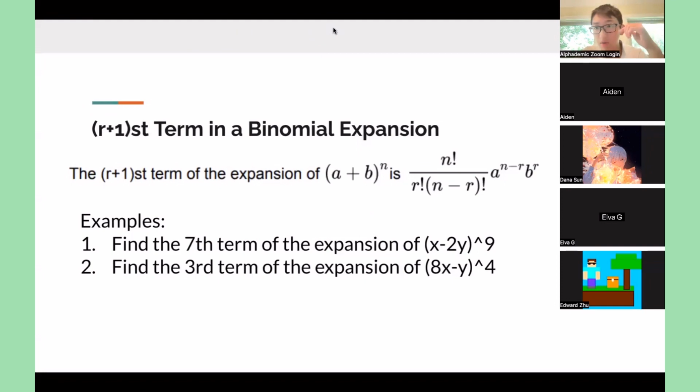So that's a very quick and easy way for you to figure out what the 7th term is, or the 10th term, or even the 20th term. That's a very handy tool to use on tests. And there will definitely be questions asking you specifically what the term is, and you'll have to remember this formula.